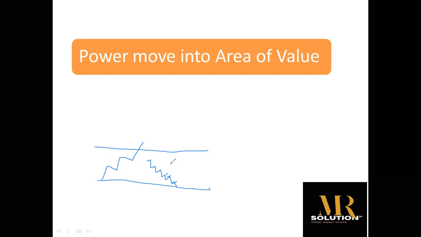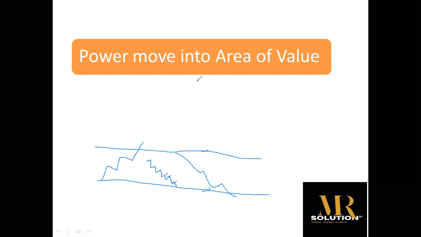So I want to see a big move. For instance, let's say we have something like this, even though it's a bearish formation. This is the kind of chart I love to trade, because I want to see a strong power move into area of value. Here it showed me that the price moved to this short support zone. It hit it, went below it, broke it, still went down again, tried going up, and still broke it again.